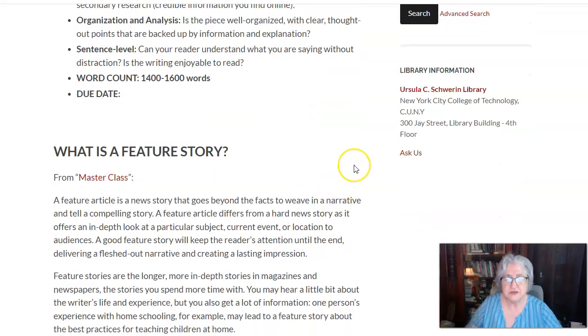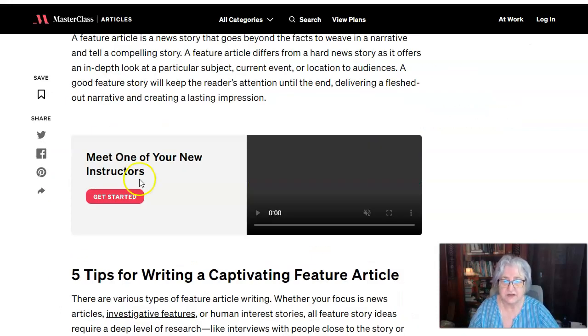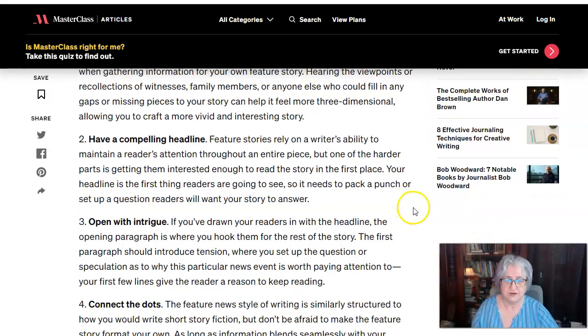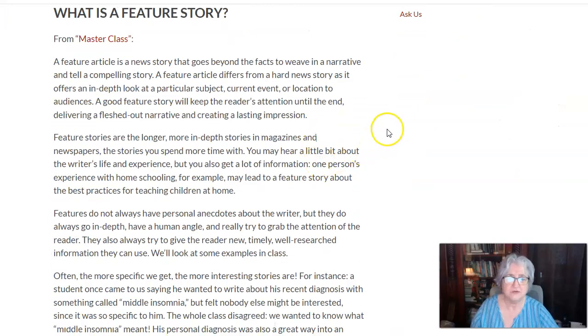Okay. So this is some information from a place called Masterclass about writing feature articles. So you can go there and take a look at this. But essentially, this is what a feature article is. It's a news story that goes beyond the facts to weave in a narrative and tell a compelling story. It's an in-depth look at a particular subject or event or location. It keeps the reader's attention to the end.